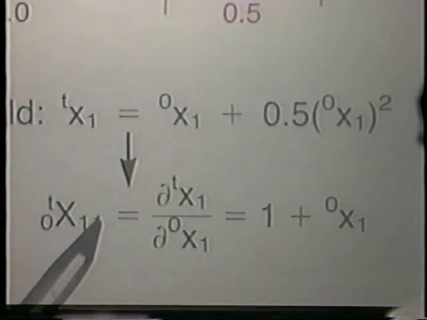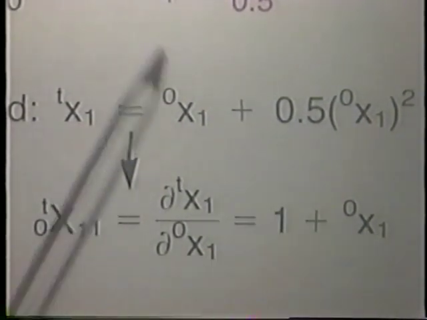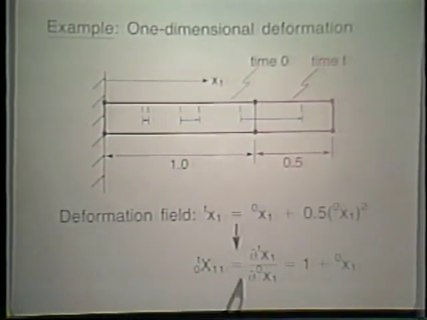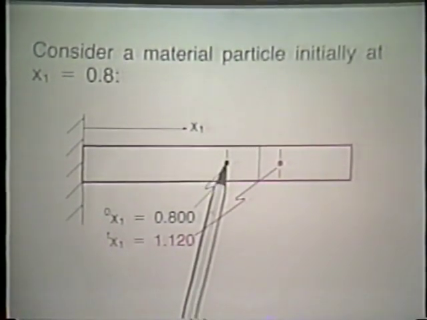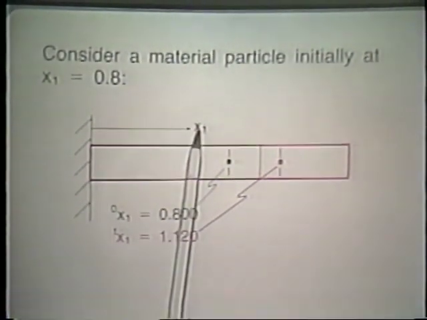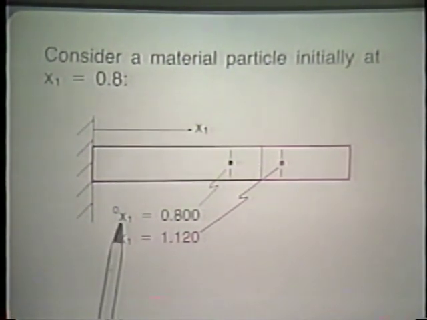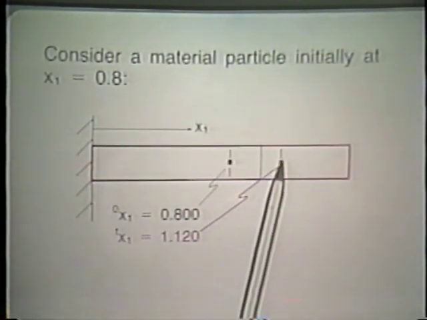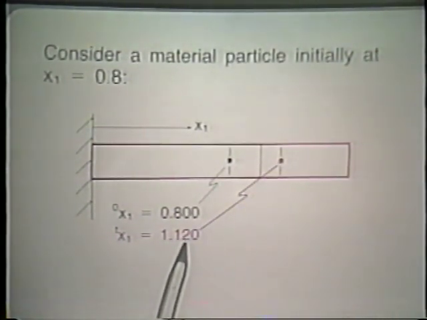Well, the deformation gradient is defined via this relationship, and it's therefore given as 1 plus 0x1. Notice we have only motion in one direction, so we only calculate this one component. Let's consider, quite physically, a material particle initially at x1 equals 0.8. In other words, x1 is this direction. 0x1 is equal to 0.8. Remember, x1 just gives us the coordinate direction. We now put a 0 on it to signify that 0.8 is the position of the particle initially. That particle moves with the deformation field that I've been given to this point here, and tx1 is then 1.120.